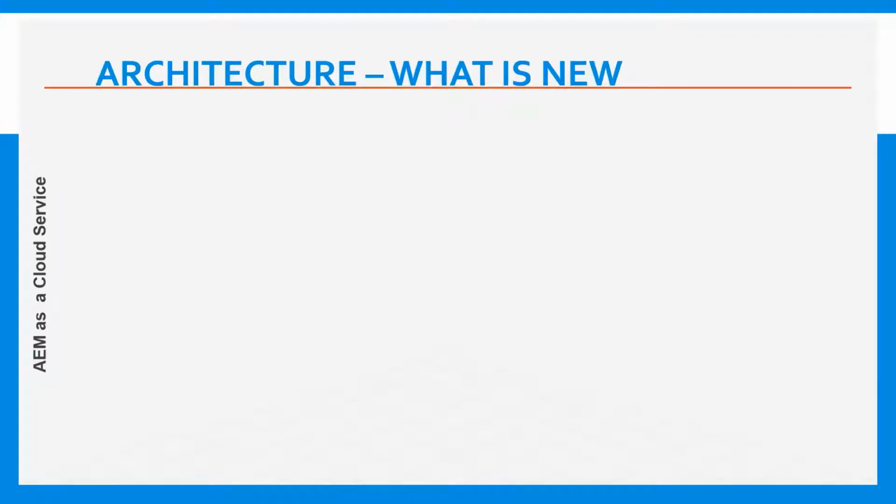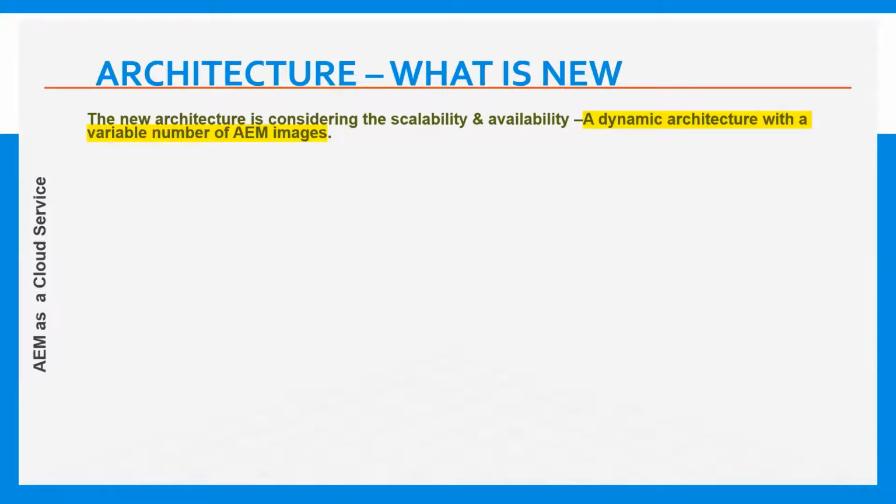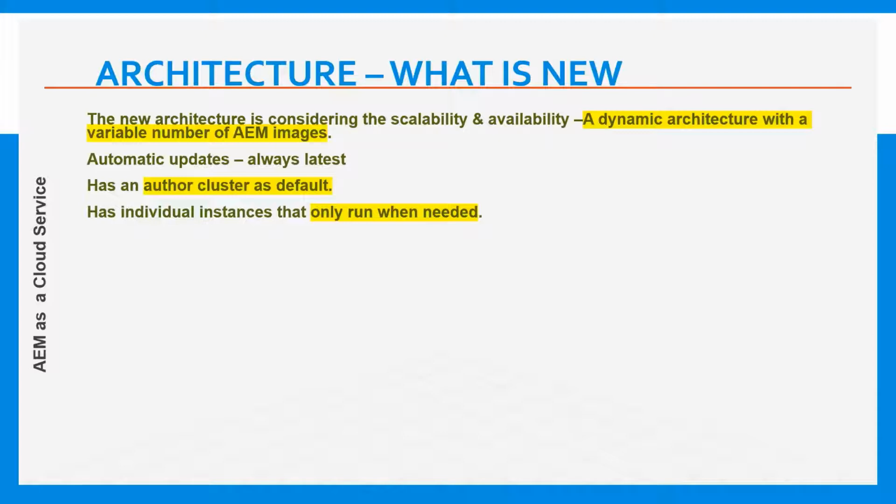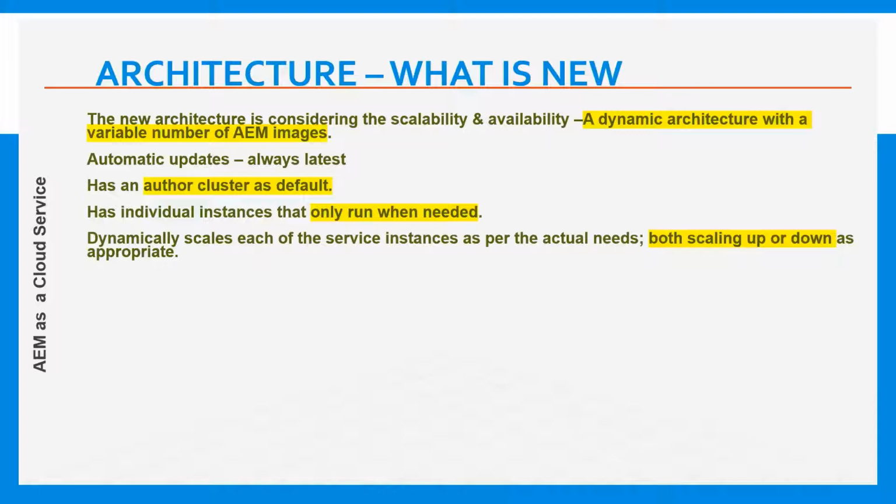First of all, let us see the architectural changes. The new AEM as a cloud service is built considering scalability and availability. A dynamic architecture with a variable number of AEM images. Automatic update happens on cloud, so it is always the latest. The cloud has an author cluster as a default. It has individual instances that only run when needed. It dynamically scales each of the service instances as per the actual needs, both scaling up or down as appropriate.